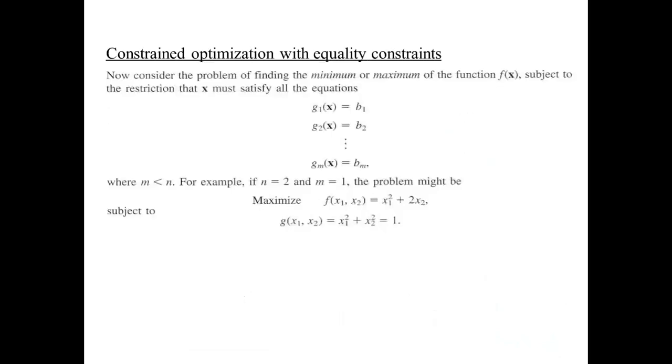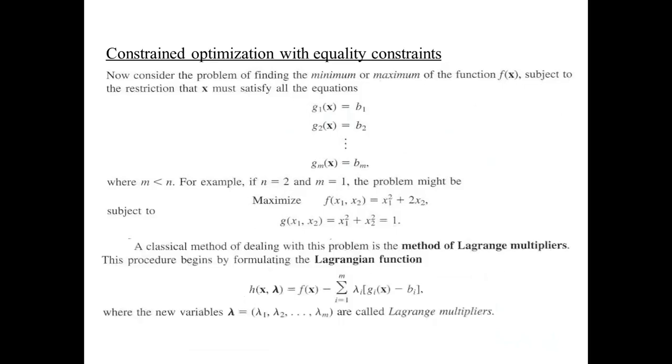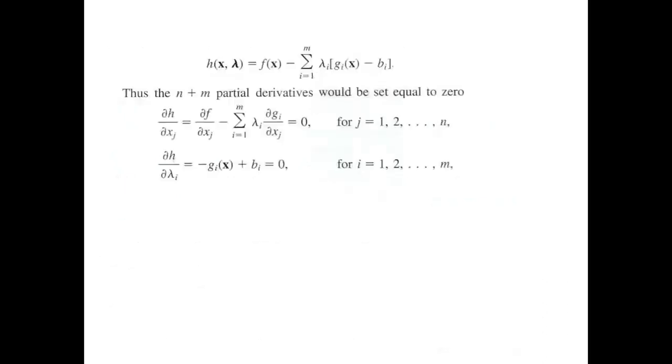Constrained optimization with equality constraints, as you can see here. We have the classical method of dealing with these problems called the method of Lagrange multipliers. This procedure begins by formulating a Lagrange function. So we can convert a given constrained optimization problem into an unconstrained optimization problem using the Lagrange multipliers. We will see an example below.